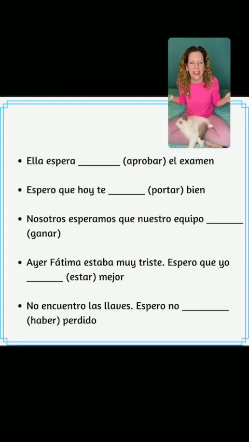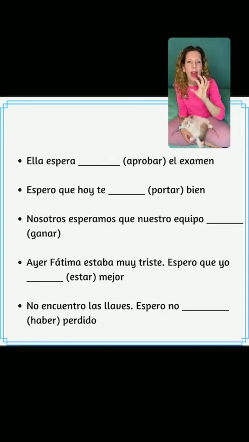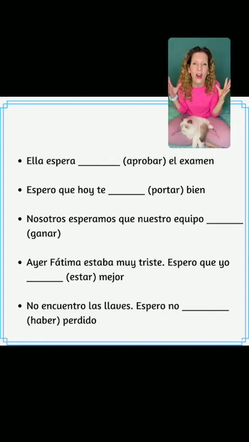I can't find the keys. I hope I haven't lost them. I hope. Muy bien. So we have to use infinitivo. Okay, so espero no haber. Muy bien. There's a little more to this sentence. Do you know? Because espero no, if I put only haber, it would be haber perdido, and we need the object. Haber perdido las llaves, okay?